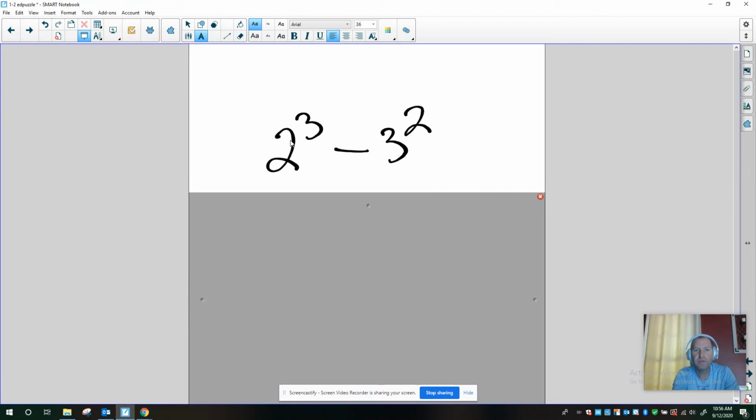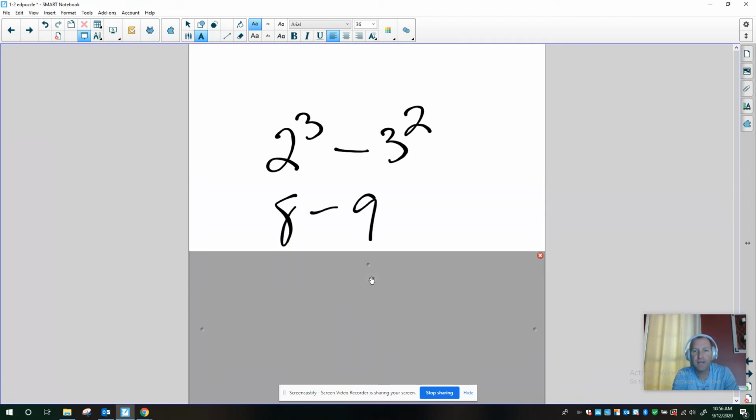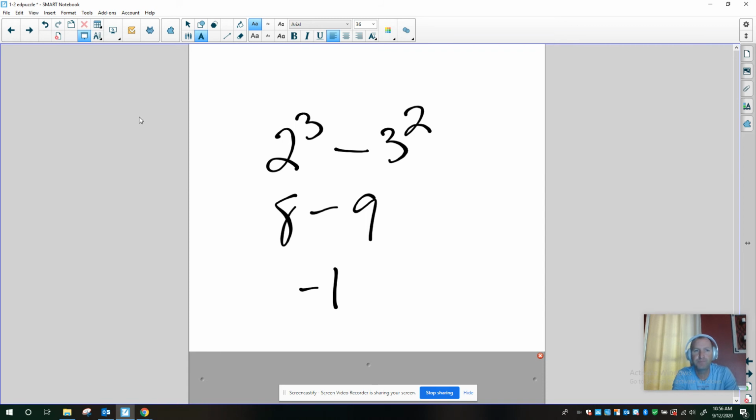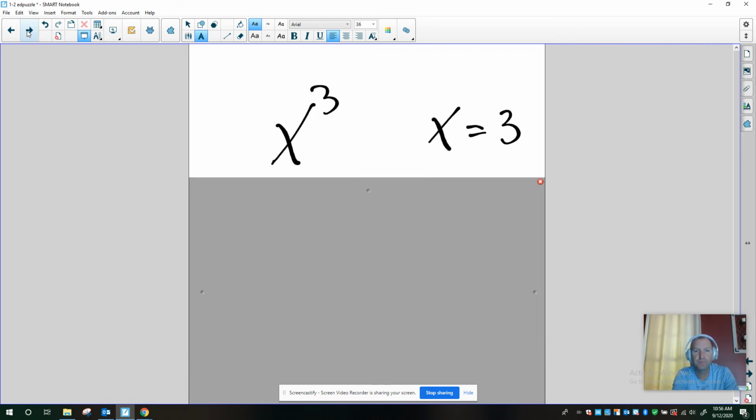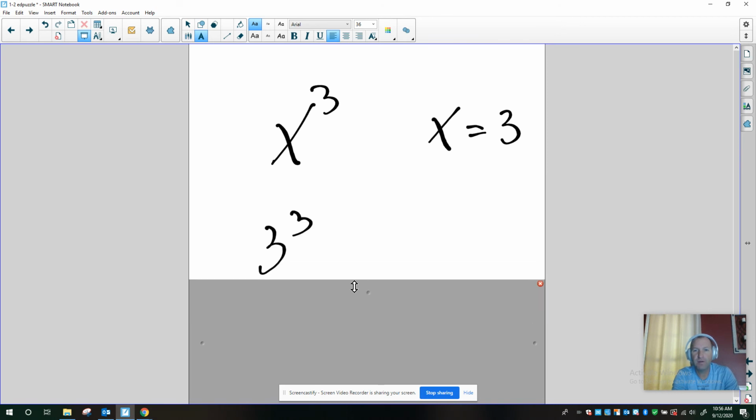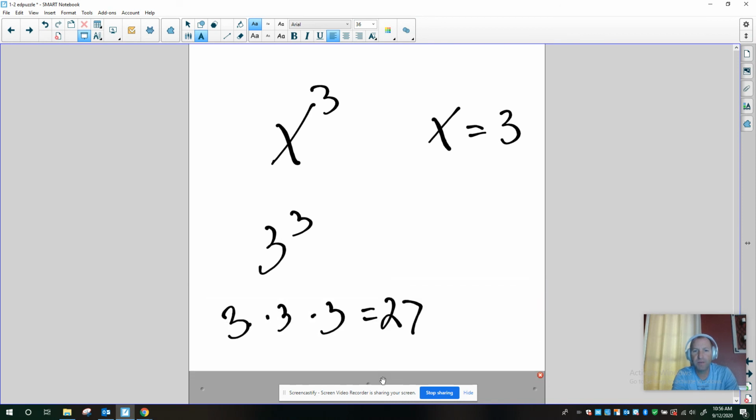Again, exponents are first. 2 to the third is 8. 3 to the second is 9. And 8 minus 9 ends up being -1. Now we have a variable, but we have a given statement. So x to the third, where x is equal to 3, we're going to rewrite that as 3 to the third. 3 to the third is 3 times 3 times 3, which ends up being 27.